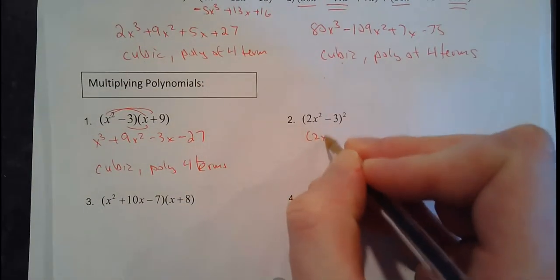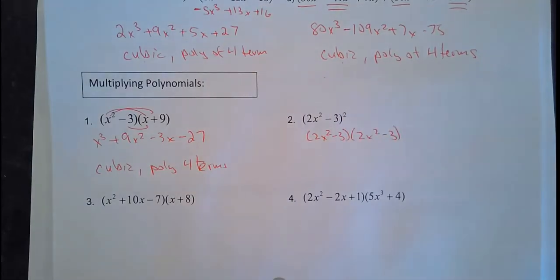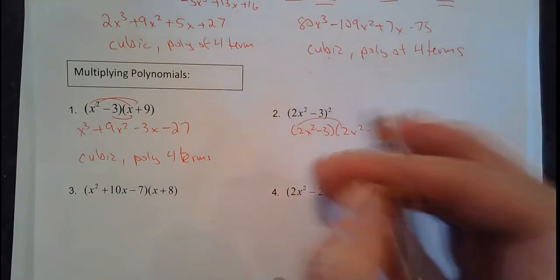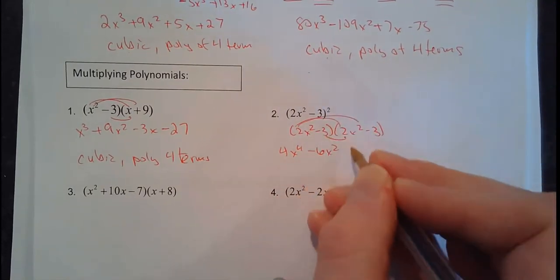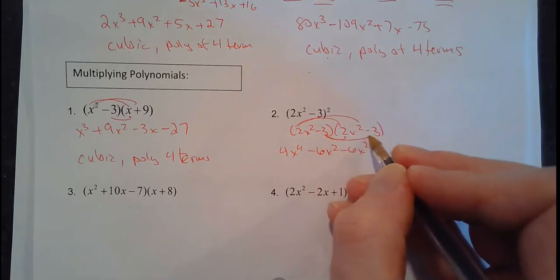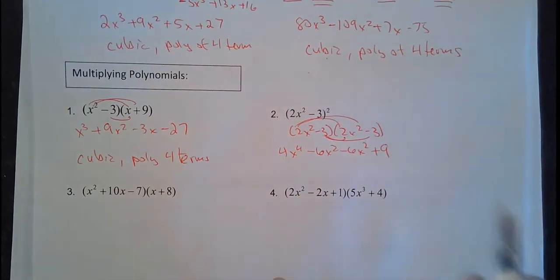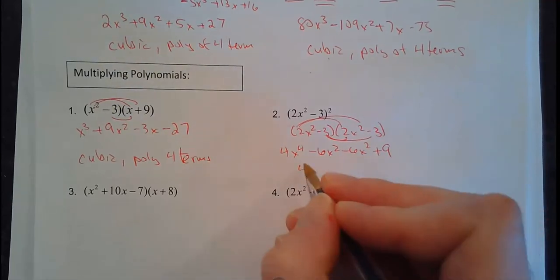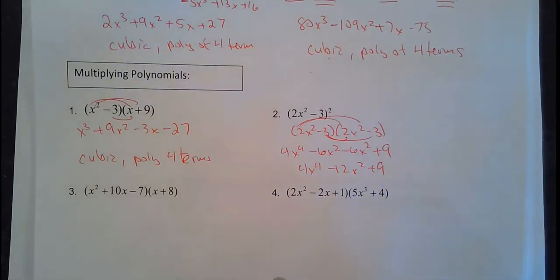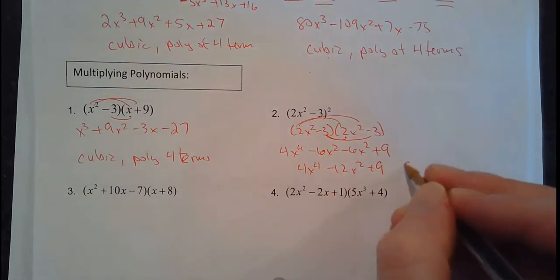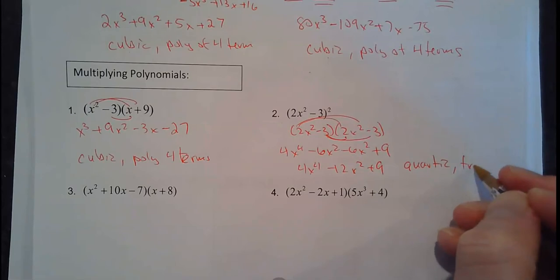This one here would be 2x squared minus 3 times 2x squared minus 3. I'm just going to write it twice instead of saying squared, and then do your FOIL. So 4x to the fourth minus 6x squared minus 6x squared plus 9. Now don't stop here, combine like terms. So 4x to the fourth minus 12x squared plus 9. Now this one has a fourth power, so it's a quartic, and it's a trinomial.